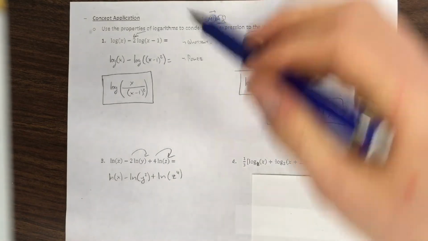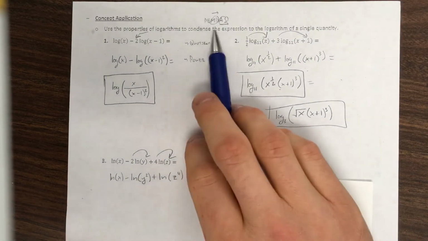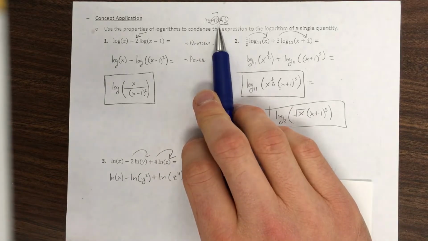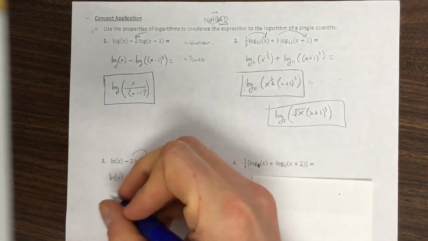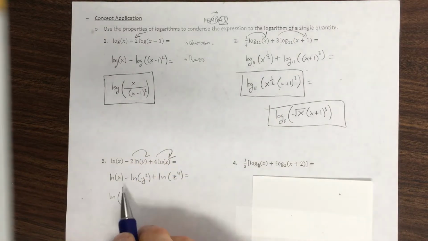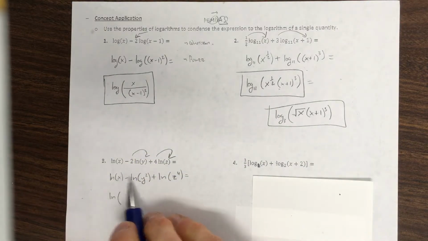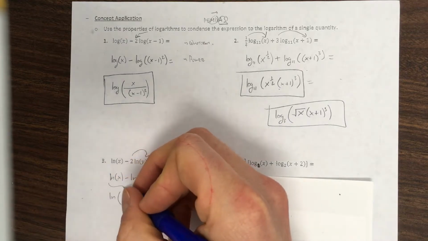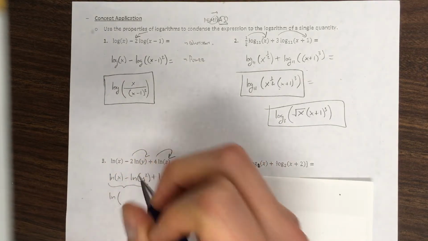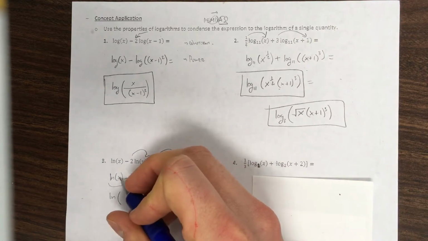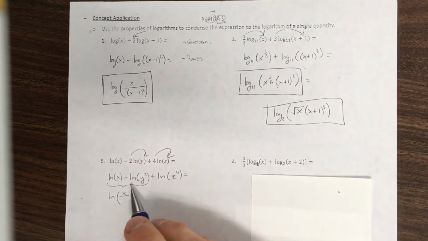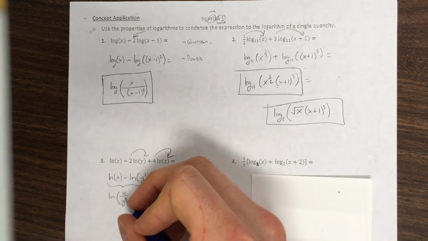And now PEMDAS says once we have addition and subtraction, you do the first one that comes up moving left to right. So in this case, we do ln x minus ln y squared, because the subtraction comes up first. We're just looking at these two. We can use the quotient property, and that says that this is equal to this quantity, x, divided by this quantity, y squared.